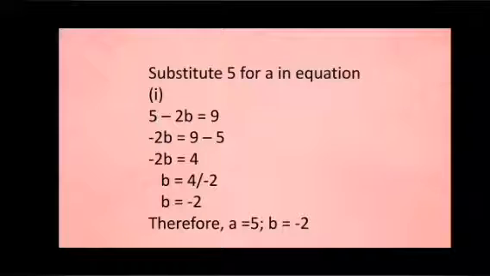To get b, I'm going to substitute 5 for a in equation 1. 5 minus 2b is equal to 9. I'll collect my like terms. Minus 2b is equal to 9 minus 5. Minus 2b is equal to 4. I divide both sides by minus 2. b is equal to 4 divided by minus 2. b is equal to minus 2. Therefore, a is equal to 5, b is equal to minus 2.